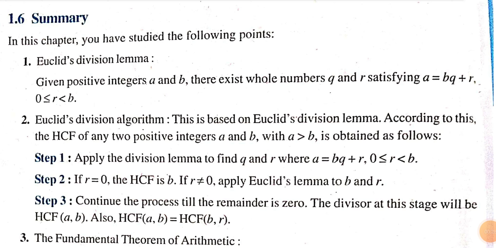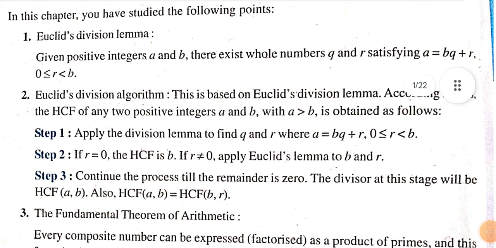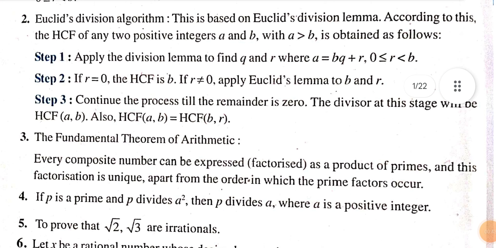2. Euclid's division algorithm. This is based on Euclid's division lemma. According to this, the HCF of any two positive integers a and b with a greater than b is obtained as follows. Step 1. Apply the division lemma to find q and r where a is equal to bq plus r, 0 is less than or equal to r is less than b.